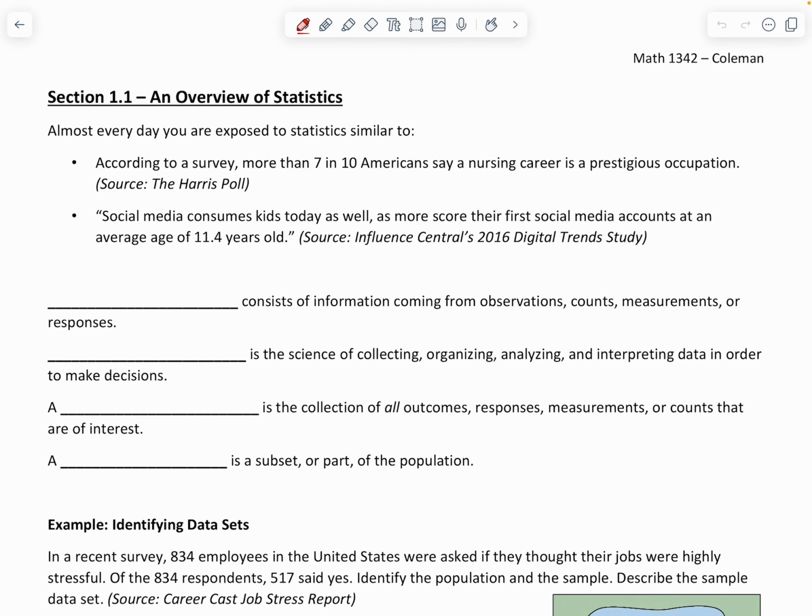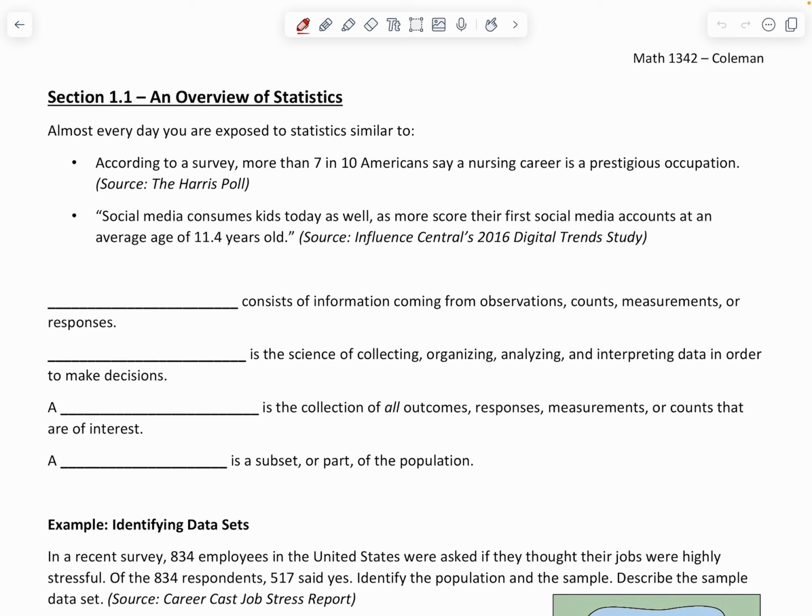As we begin our lectures in statistics, we're going to start with Chapter 1, and Chapter 1 has a lot of definitions. So a lot of what we're going to talk about today is really just defining statistics and what we're going to do in future sections or chapters.